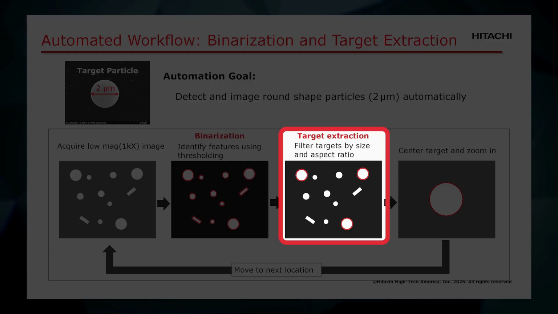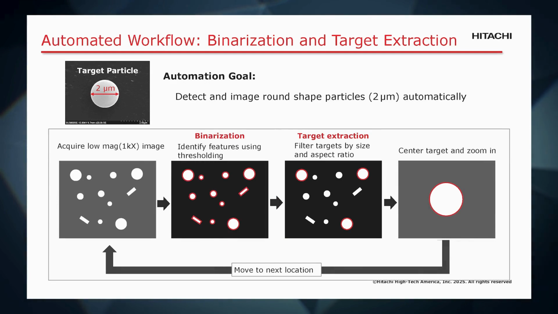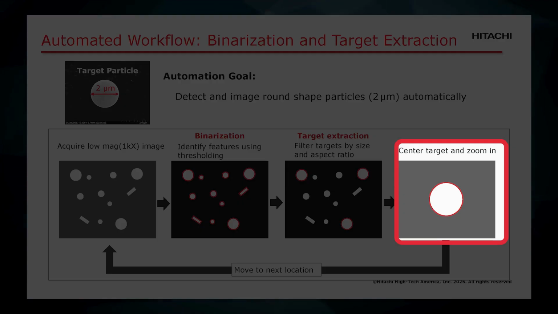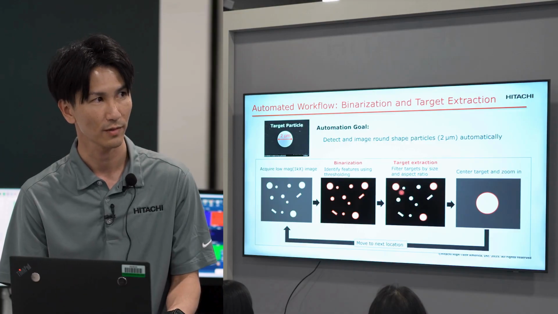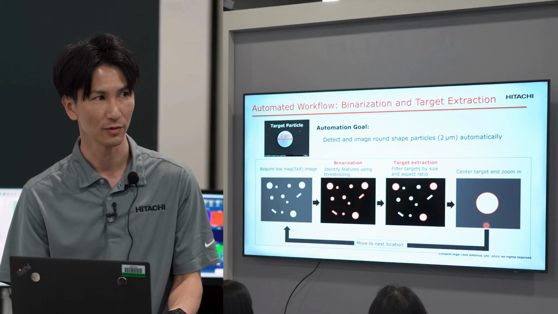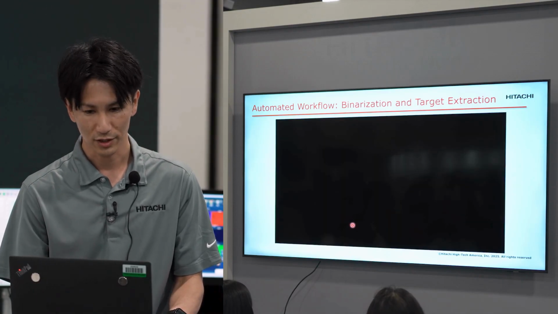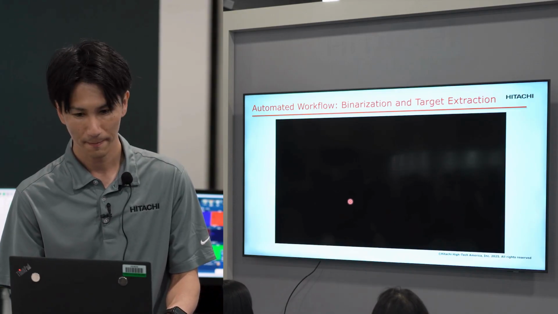3 particles are detected. Once target particles are found, the stage moves to the detected particle and then captures a high magnification image. After capturing the image, the stage moves to the next target, for example, particle number 1, number 2, number 3, and then moves to the next area, next location. Let me show you the video to demonstrate the automated workflow.